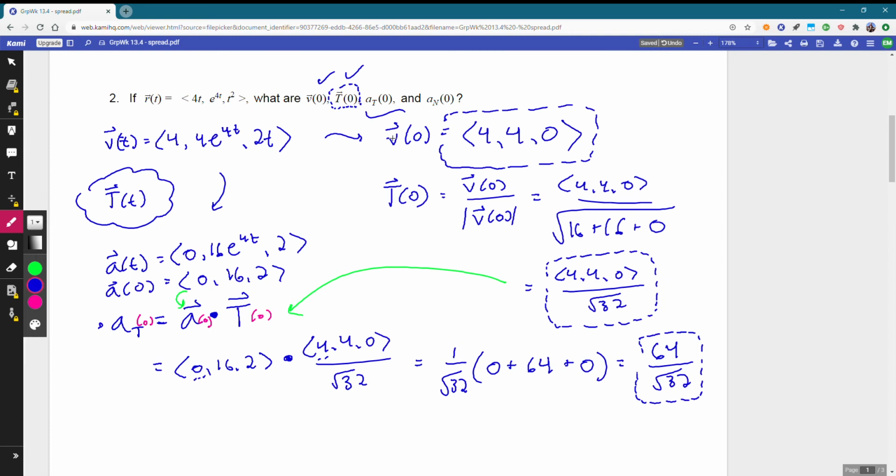That's our AT at time 0. And last but not least, AN at time 0. So here we have our nice Pythagorean theorem identity for AN. Right, it's the size of a squared.